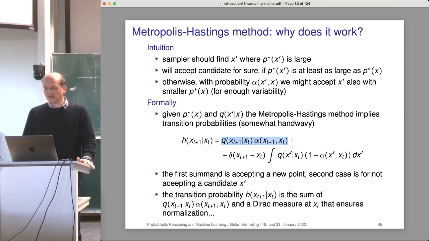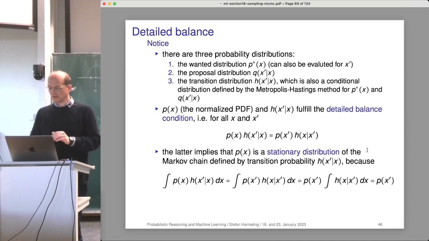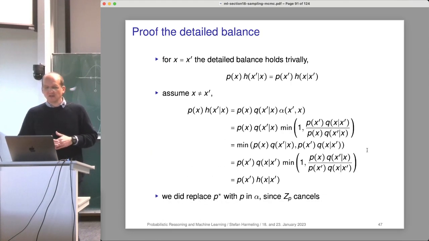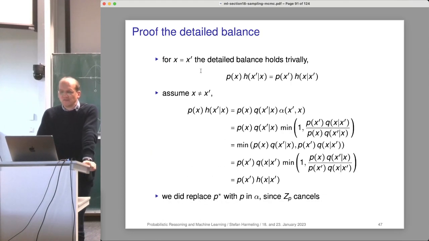And if we have a data point that has been accepted new from the XT, then we don't need the second term, because then the second term will just disappear. Okay, let me show you what I just said in formulas. So, first of all, for the case x being equal to x prime, it means I haven't accepted a new data point, but I stayed where I were. In that case, the detailed balance holds trivially, right?